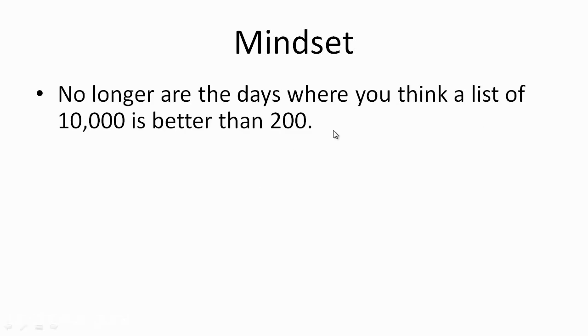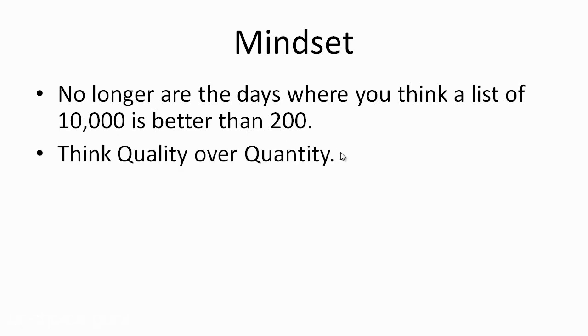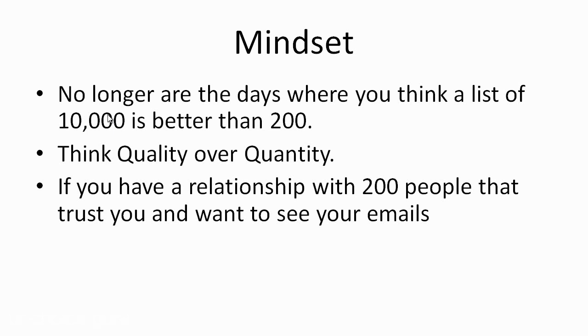So no longer are the days where you think a list of 10,000 is better than 200. So if you have a list of 10,000 freebie seekers versus a list of 200 customers, I would take 200 over the 10,000 any day. But in the end, I know there's a lot of different variables and you can argue this way, that way, the other way, but at the end of the day, you got to think quality over quantity. Do not let the quantity deceive you. That's basically what I'm trying to say.